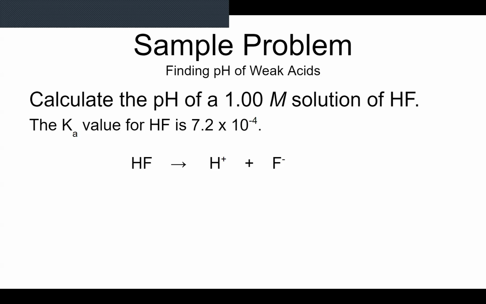They say calculate the pH of a 1 molar solution of HF, and they give us a Ka value. They didn't give us any other initial concentrations, and they didn't give us any final concentrations. What are we going to do here?